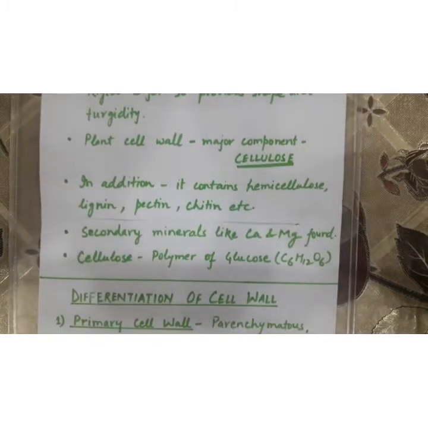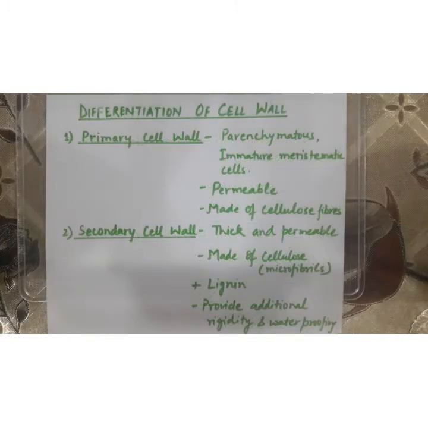What is cellulose? Cellulose is a polymer of glucose. We know the formula for glucose is C6H12O6. We will take up the topic differentiation of cell wall.